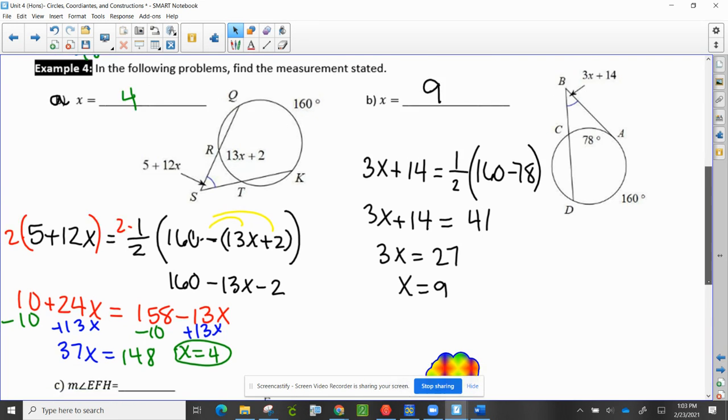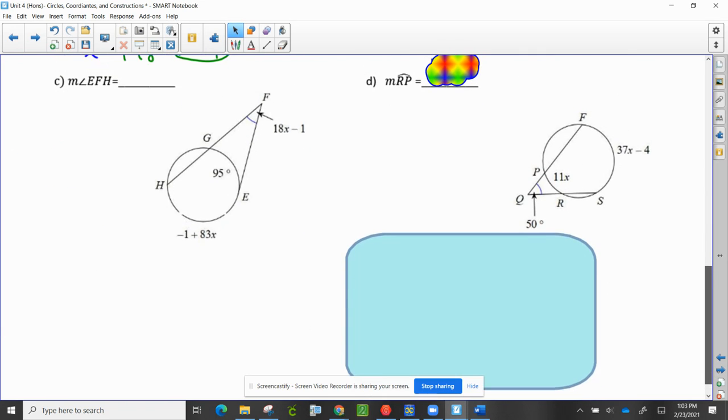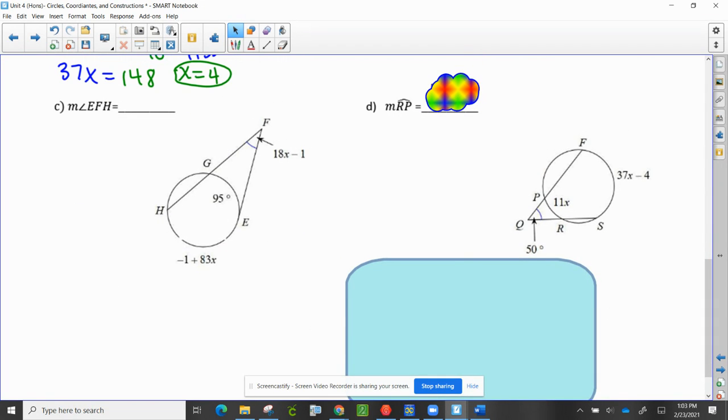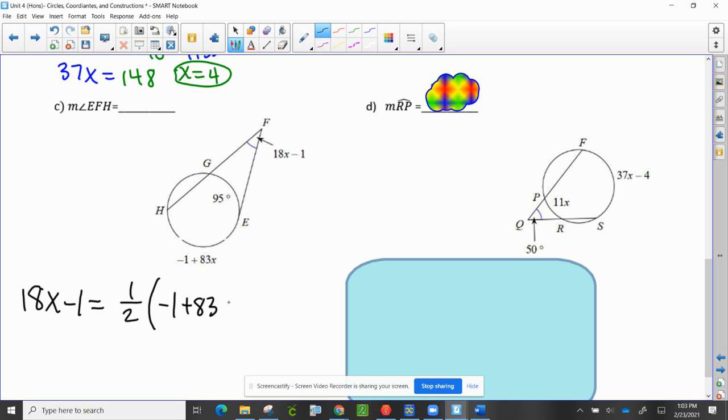All right, let's just wrap it up with 2 last questions here. We have to find the measure of angle EFH. So we're finding basically angle F here. Okay, so let's set it up. Our outside angle, 18x minus 1, is equal to 1/2 my far arc, so -1 plus 83x, minus my near arc, so minus 95.